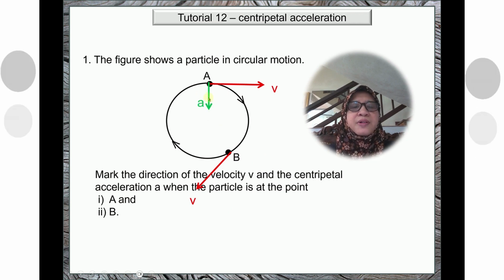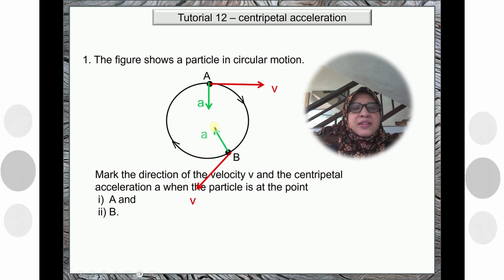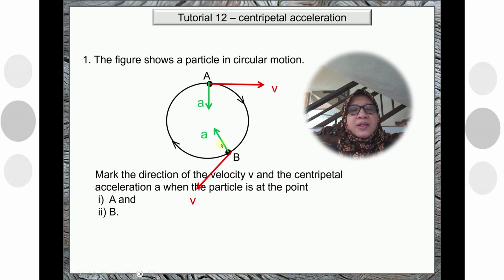The direction of a is towards the center of the circle. So we direct the arrow here towards the center of the circle.